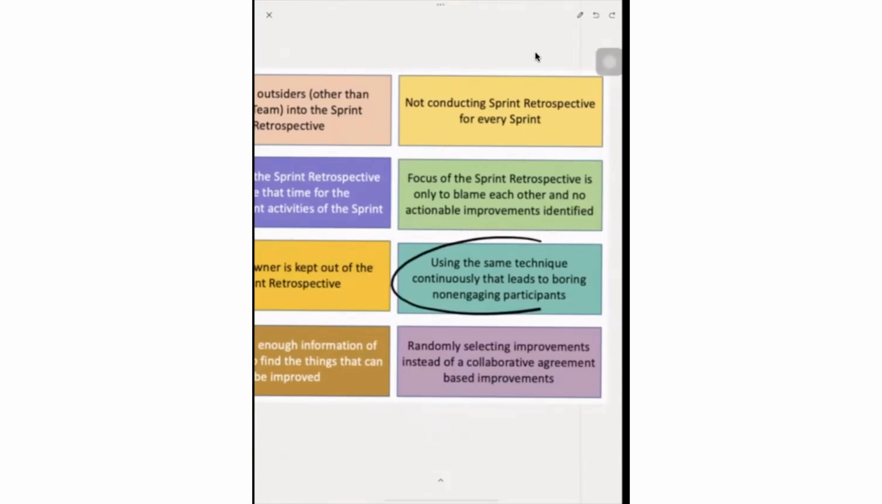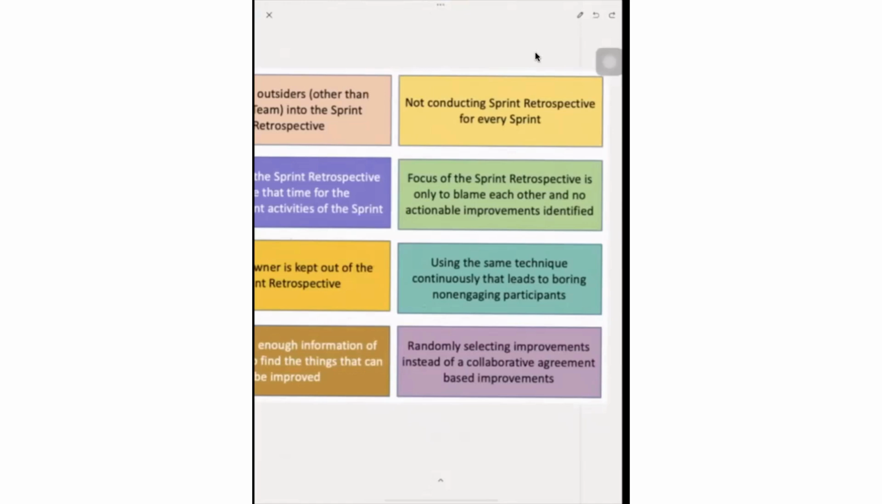And using the same technique continuously leads to boring and non-engaging retrospectives for the participants. So it is important to identify suitable tools, methods, or techniques to conduct the retrospective, which will make it more engaging, active, positive, and productive. It's the job of the Scrum Master to identify suitable retrospective formats depending upon the mood, data, and other factors. And the last anti-pattern, randomly selecting improvements instead of collaborative, agreement-based improvements.